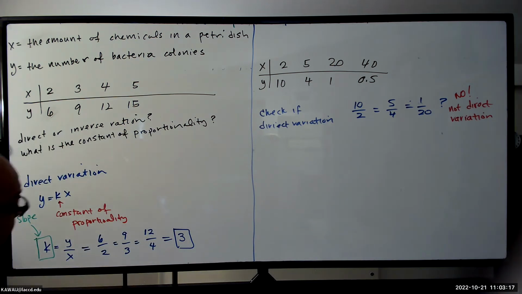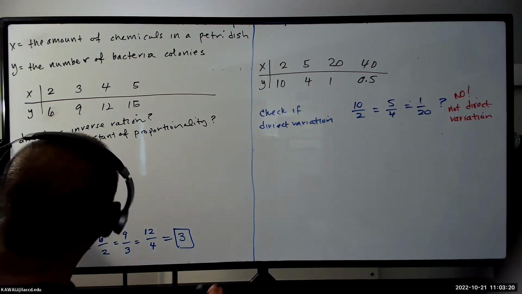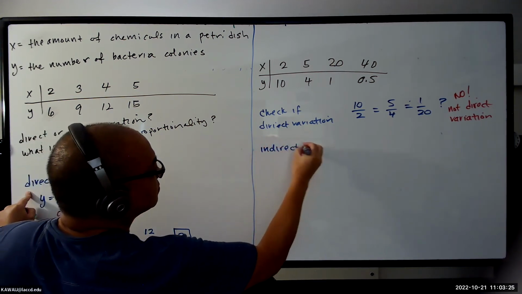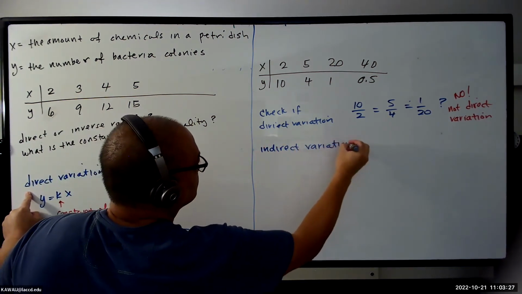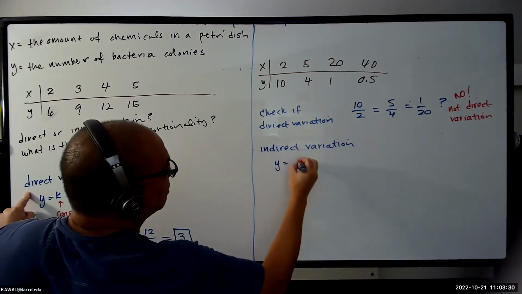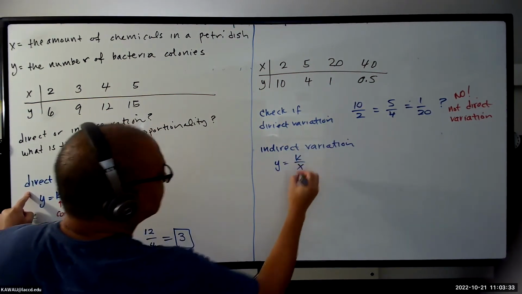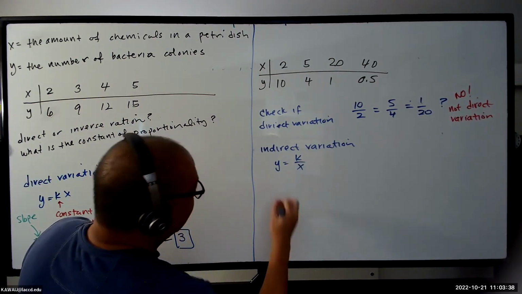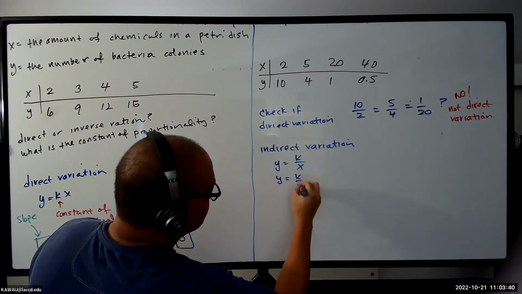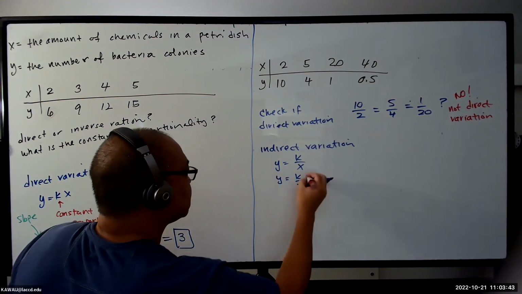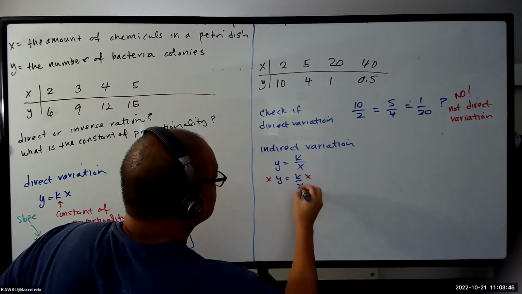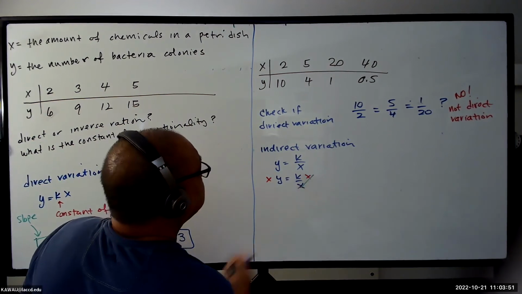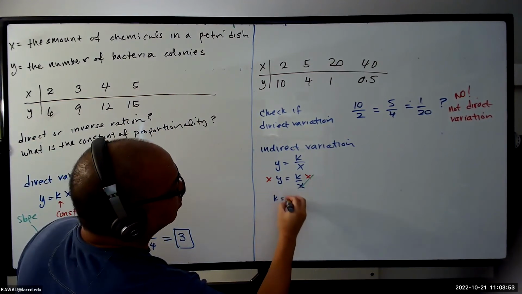Okay. Now let's look at the equation for indirect variation. So indirect variation is when we have y is equal to k over x. Now, if I want to isolate the k, I could multiply both sides by x. And I would get, these two would cancel. And then I would get k is equal to x times y.